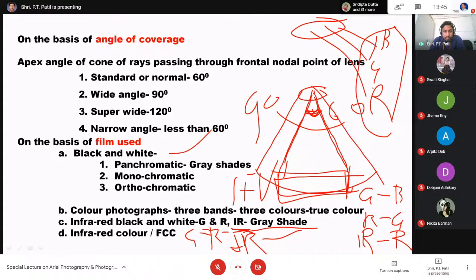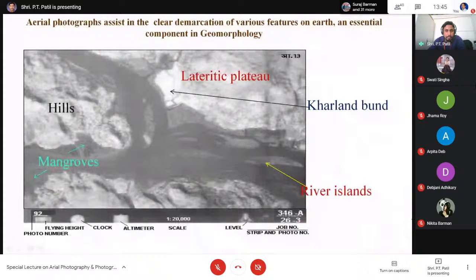So each and every band has its own characteristics, and on the basis of the applications we choose which are the bands that we are going to filter. Okay. So on the basis of the film use, there are these types of aerial photographs.